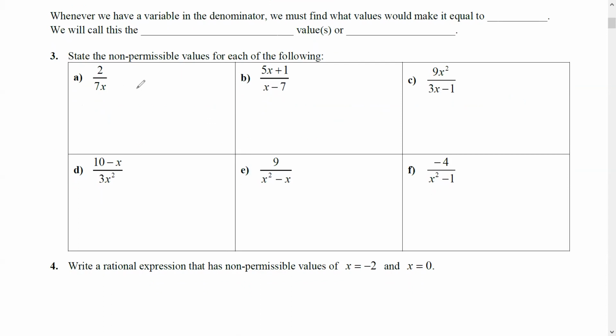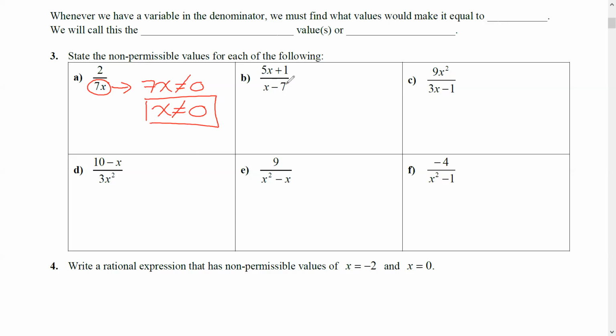State the non-permissible values for each of the following. Okay, so I don't care about the numerator. I only care about the denominator. I don't care if the top is 0. I only care if the bottom is 0. So I say to myself, what makes 7x equal to 0? So I make a little mini equation. Isolate for x, I'm going to divide both sides by 7. x can't be 0. So x can't equal 0. Done.